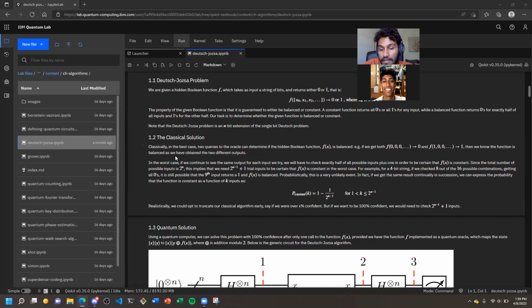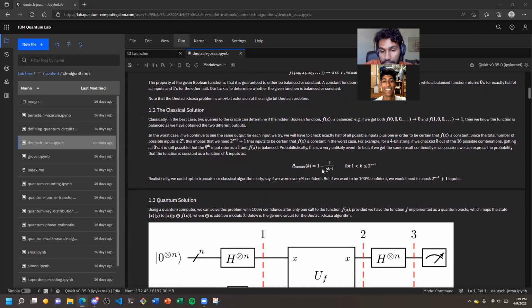In fact, if we get the same result continually in succession, we can express the probability that the function is constant as a function of k inputs with this expression over here. Realistically, we could opt to truncate our classical algorithm early, say if we were over X% confident. But if we want to be 100% confident, we would need to check this number of inputs.